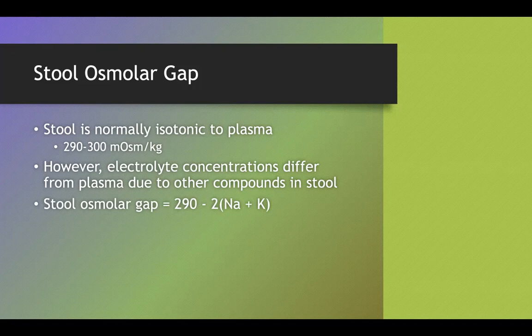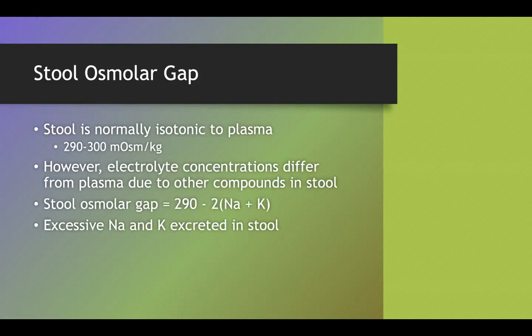So our stool osmolar gap is going to be essentially our expected concentration of our stool, which is 290. And what we can do is we can try to figure out how much sodium and potassium are in our stool to give us an idea of whether this is an osmotic or secretory diarrhea. And so if we just use this equation here, and I'll explain this, I know it's kind of confusing. I showed this on another slide, so it should make sense as we go forward.